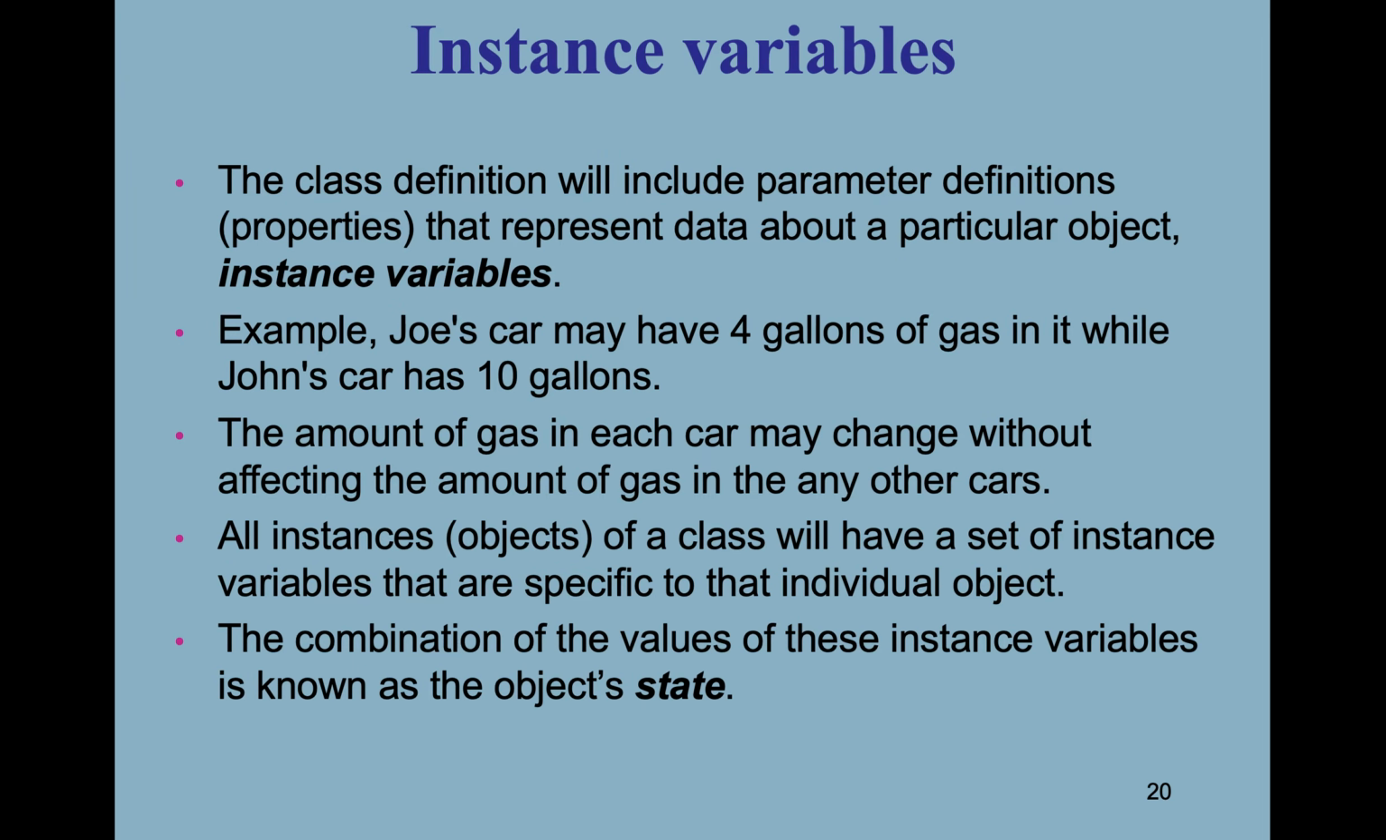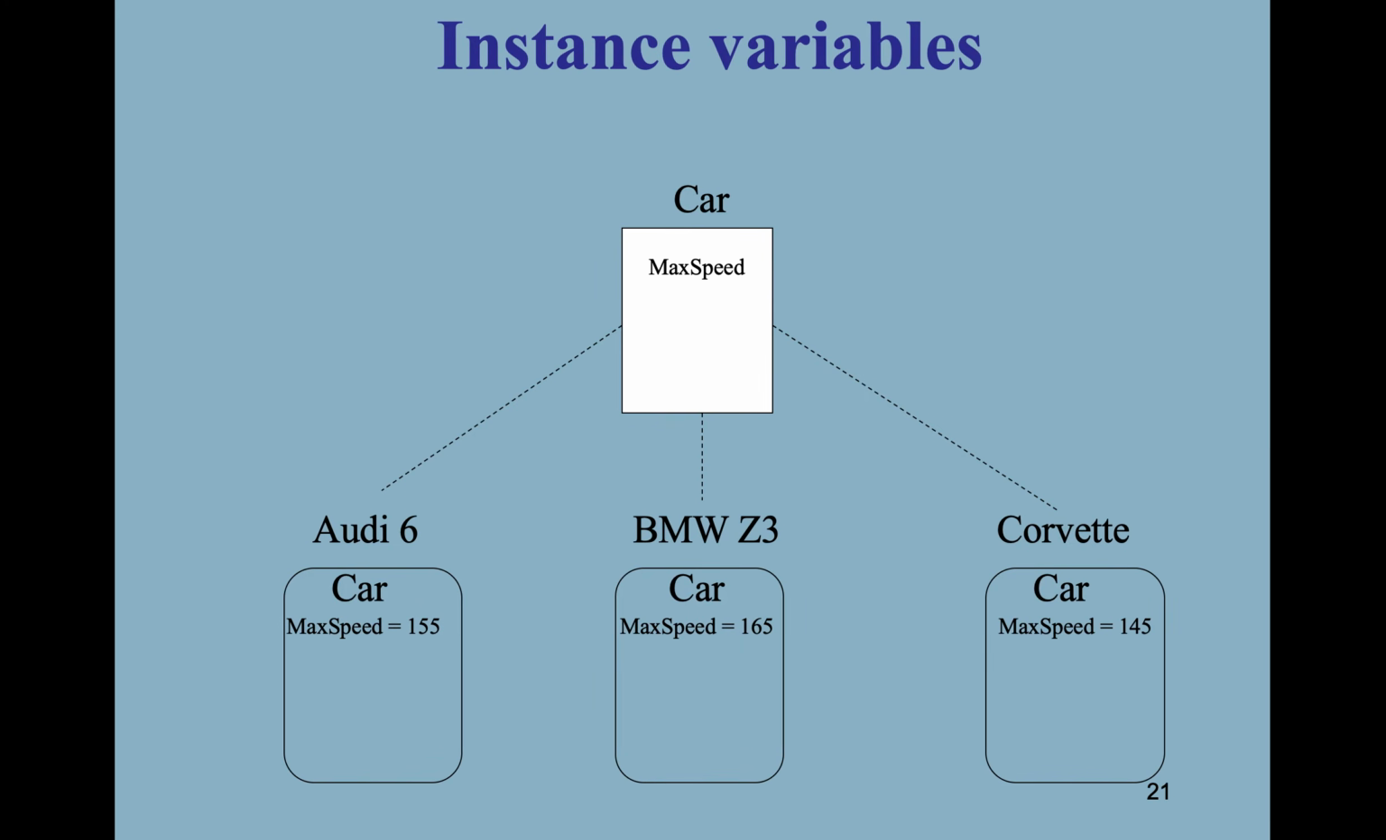So instance variables are held by instances, or objects. The class definition includes parameter definitions or properties that represent data that is held by that particular object alone. So Joe's car has 4 gallons of gas in it, while John's car might have 10 gallons of gas. Instance variables are variables that are held by the instances of the objects. The amount of gas in each car may change without affecting the amount of gas in any of the other cars, because all the instances hold their data separately. The combination of all the values for the instance variables is known as the object state. So all the values for all of the different things.